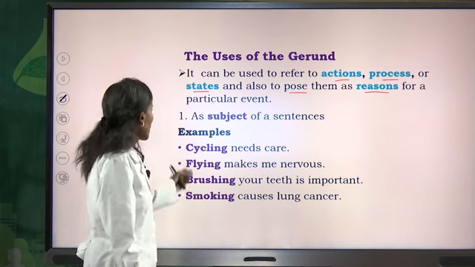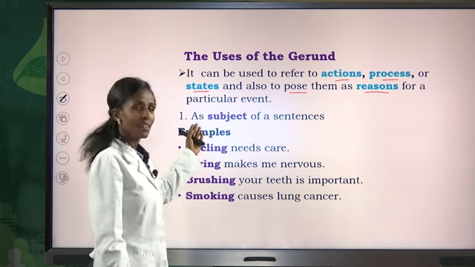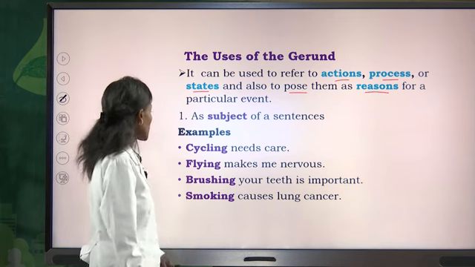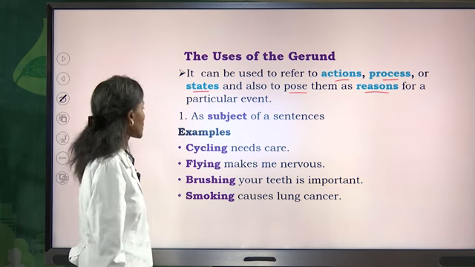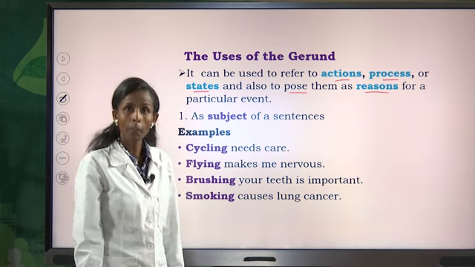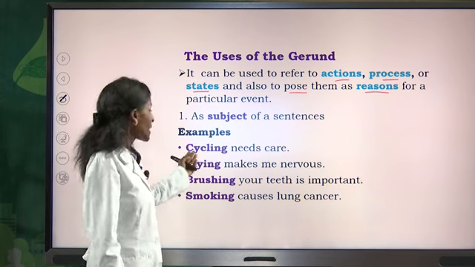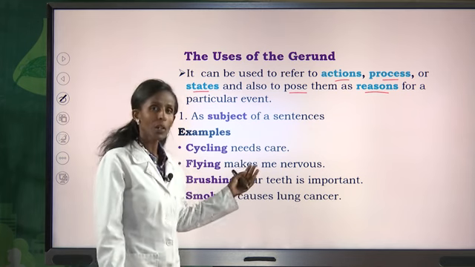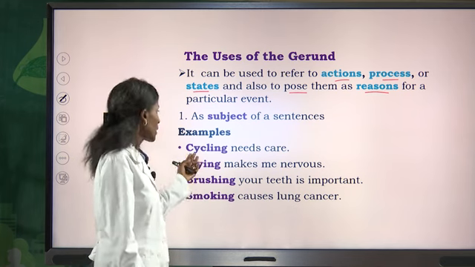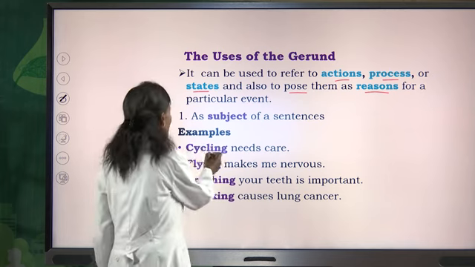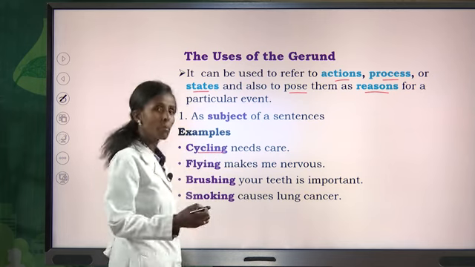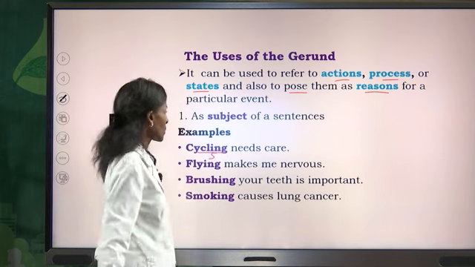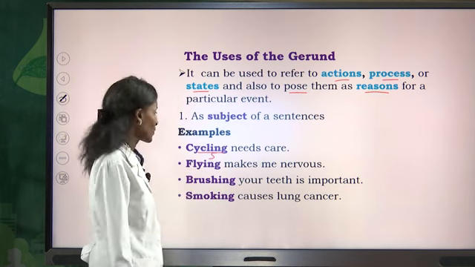Like, when a gerund is used as a subject of a sentence, as a noun, that means, let's look at the first one. Cycling needs care. What needs care? Cycling, you see. Cycle is a base verb. When you add ing to it, it becomes what? Present participle, specifically gerund, used as what? Noun, you see. Because it's a noun which can be used as a subject of a sentence. So here it is used as a subject of a sentence. What needs care? Cycling, you see.